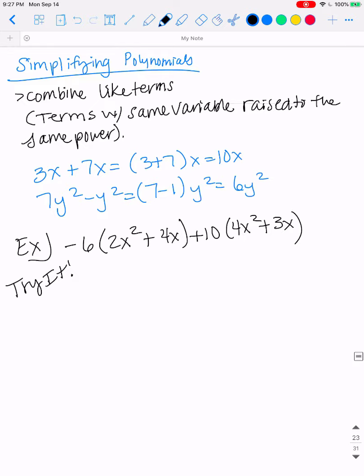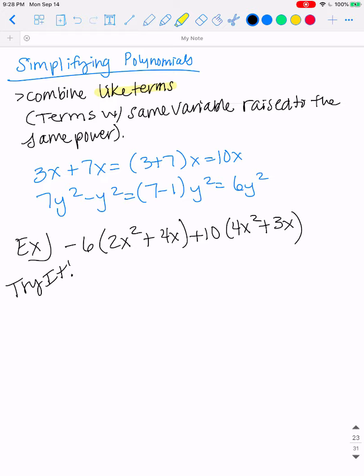In simplifying polynomials, we typically combine like terms. Like terms are terms with the same variable raised to the same power. So in 3x plus 7x, we could combine those because both x's are raised to the first power. We just add 3 plus 7, and we get 10x. 7y squared minus y squared we could also combine because they're both the y variable raised to the second power, and then we get 6y squared.